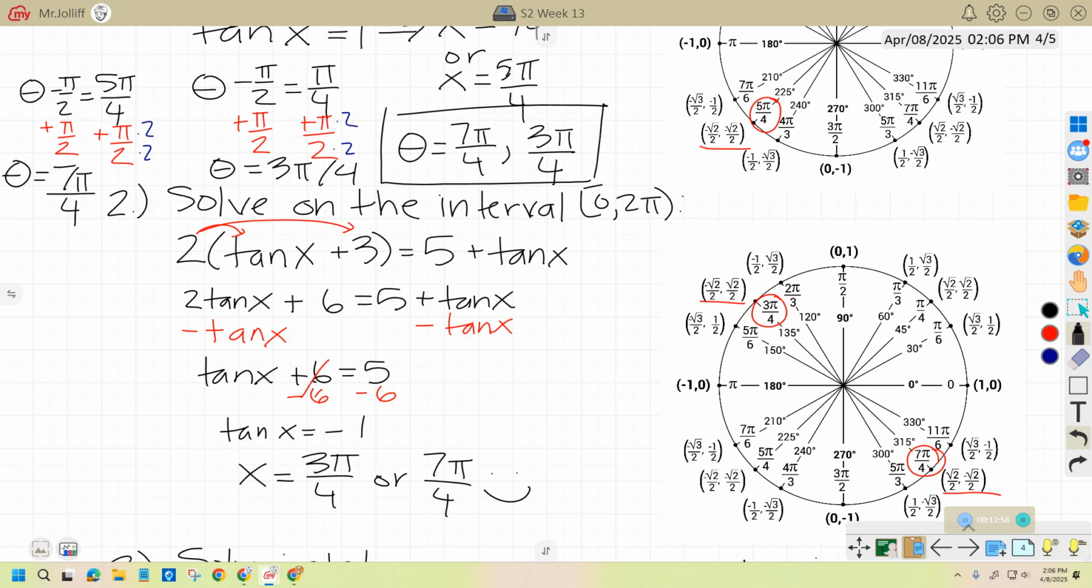Get the trig function by itself on the left, numbers on the right, go to the unit circle, yay. We can do this, yeah?